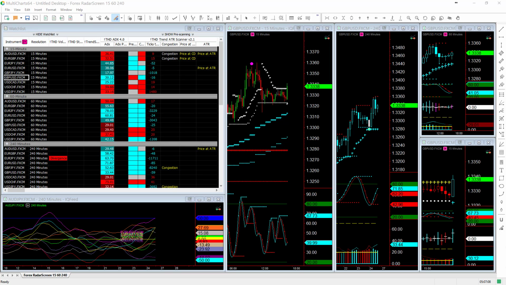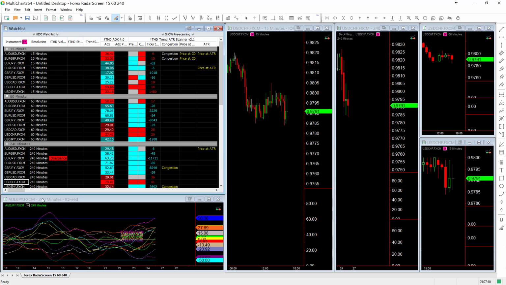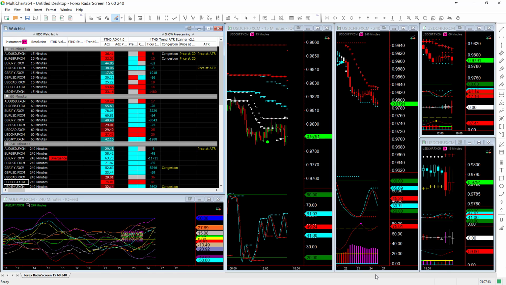Let's go and look at another market. For example, the USD Swiss Franc. Okay, you are overextended on the ADX, and you can see you're not moving anywhere on the stochastics here. Now, do you have a trade setup? No.